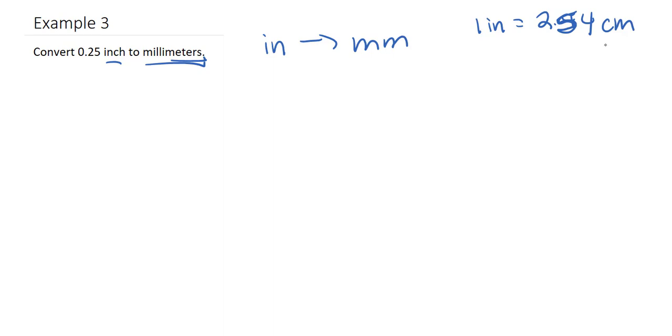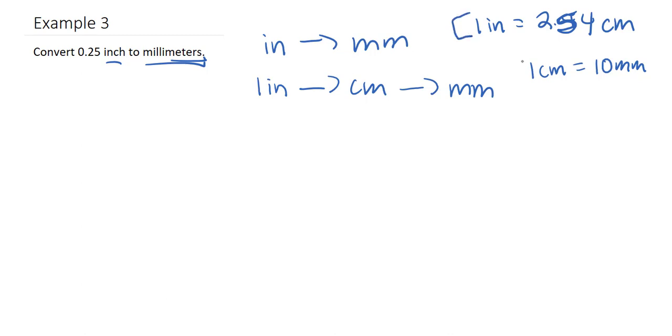So let's think about this. So we have 1 inch and 2.54 centimeters. Well, that means we're getting really close to millimeters, right? So we know 1 inch is equal to 2.54 centimeters. So we can go from inches to centimeters, and then we can go from centimeters to millimeters. And what's the conversion between centimeters and millimeters? Well, we know 1 centimeter is equal to 10 millimeters. So now we've done all our conversions. We're only going to use these two to go in order from inches to millimeters.